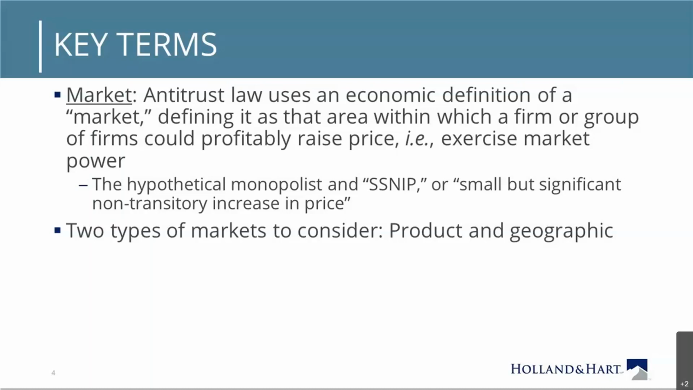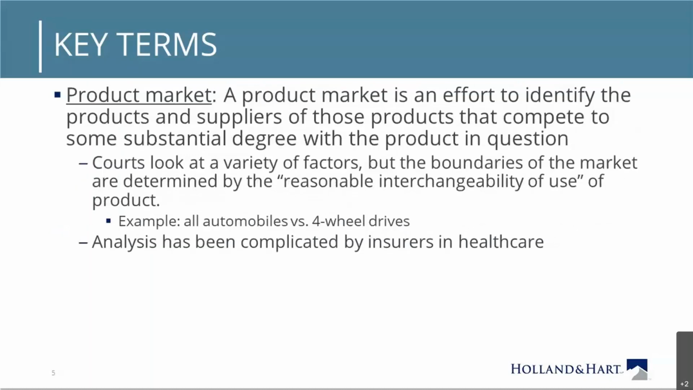And we're going to talk about a couple different types of markets that we need to consider. The first is the product market and then the geographic market. So the product market is an effort to identify what products compete with each other to some substantial degree that we can say they are within the same market. Courts look at a variety of factors, but really they look at whether you can reasonably interchange those products.